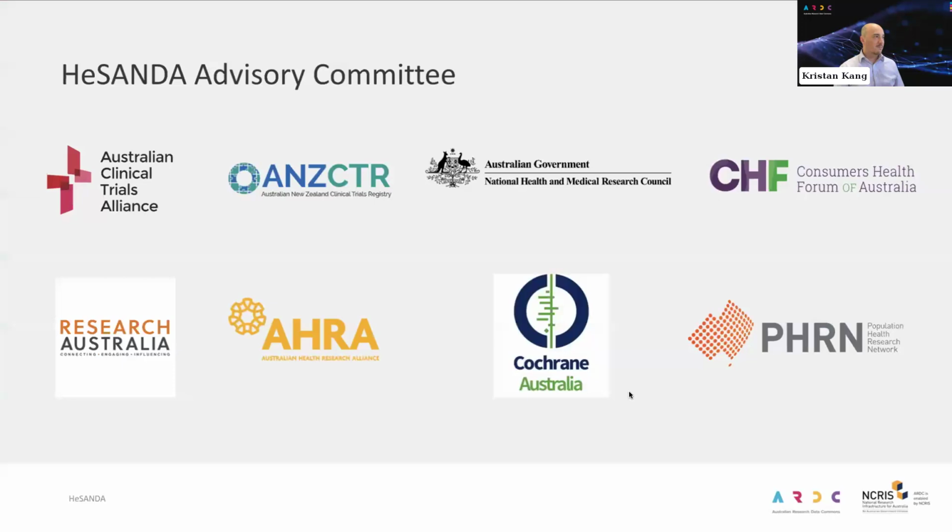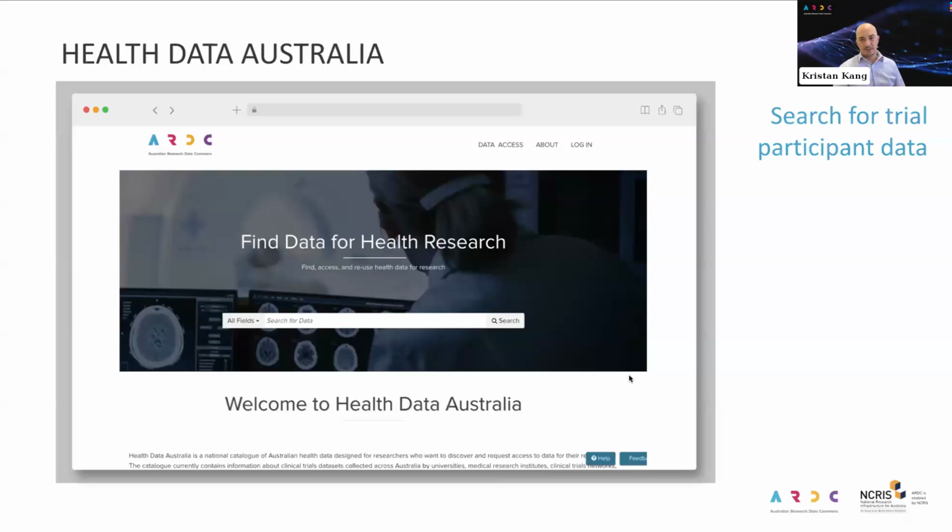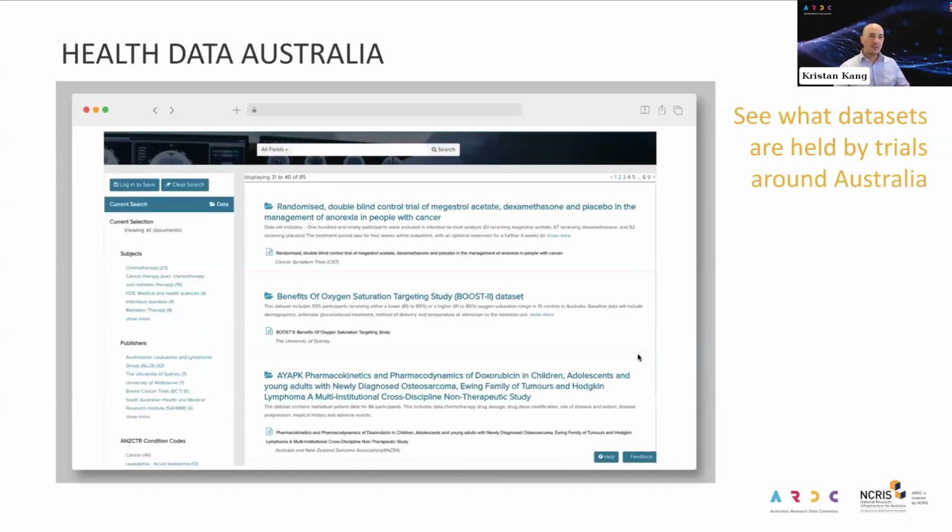So what has our approach to this been? We put together this standard program. We had a number of peak and national bodies involved to guide us through this, including the Clinical Trials Alliance, the ARA network, the NHMRC, and Health Consumers. And we built the Health Data Australia platform. As I said, you can go to it right now and search for trial participant data. You can see what data sets are held by trials around Australia. These are some screenshots of what the platform looks like.